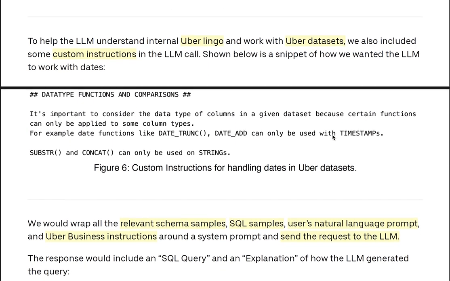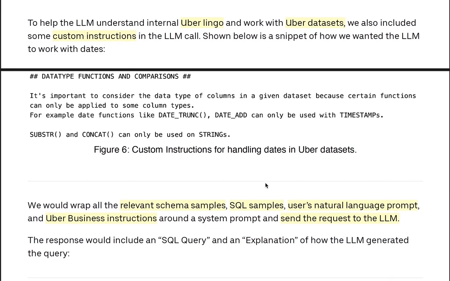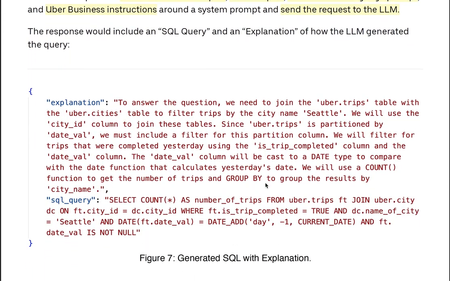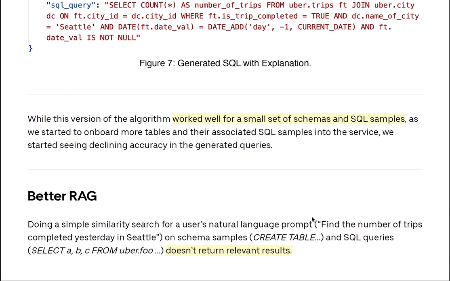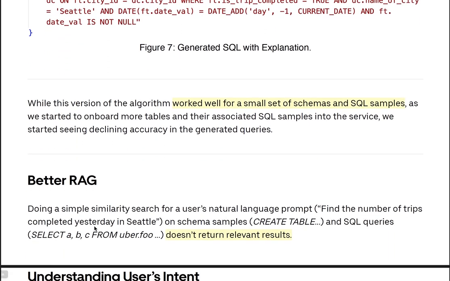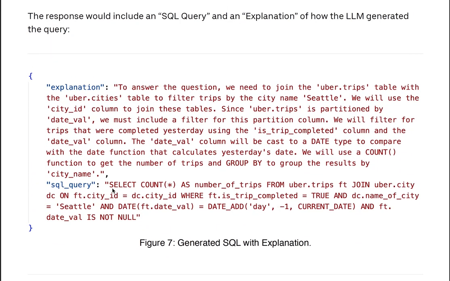You can pass in any additional information to the prompt to actually improve your responses. So this is simple stuff. This is a sample generated answer from the particular LLM they used, wherein the question was: find the number of trips completed yesterday in Seattle. So this is what the LLM generated as an output, and this was the explanation of how it actually generated this particular solution, right?